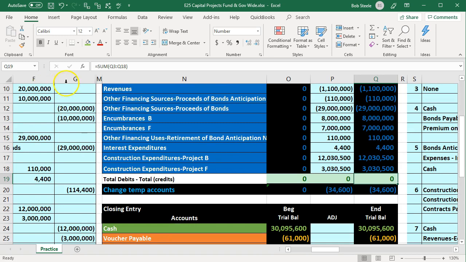We're going to unhide these cells and continue on with this problem next time.